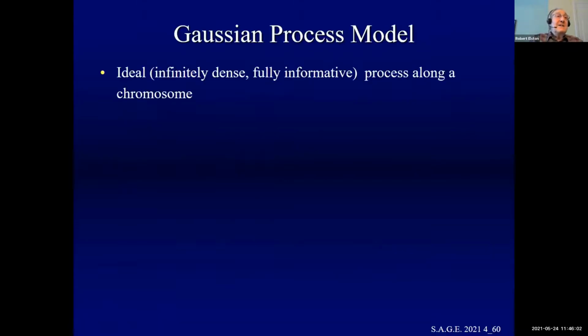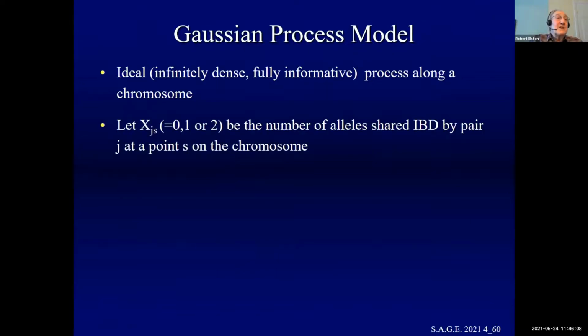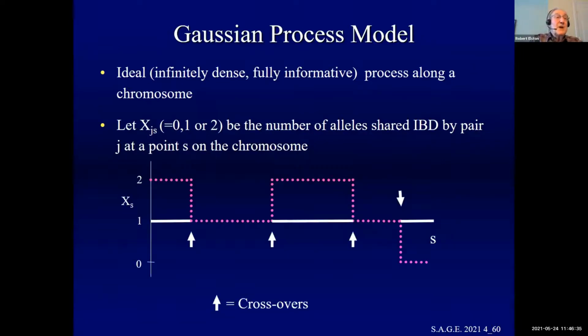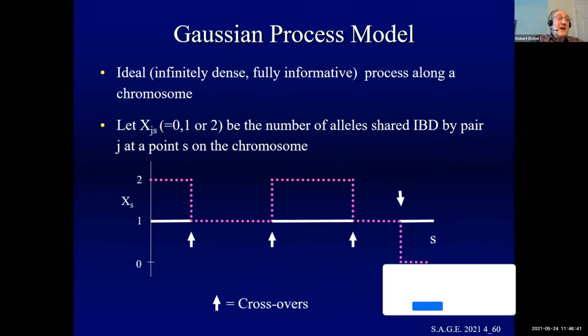We have a Gaussian process model. The ideal infinitely dense, fully informative process along a chromosome is what it looks at. So let X_JS, and that's 0, 1, or 2, be the number of alleles shared identical by descent by the pair J at a point S on the chromosome. And we are basically going to assume that this thing is a continuous Gaussian process model. So this is what it really looks like. This X_S, as you go along, it's going to have crossovers.